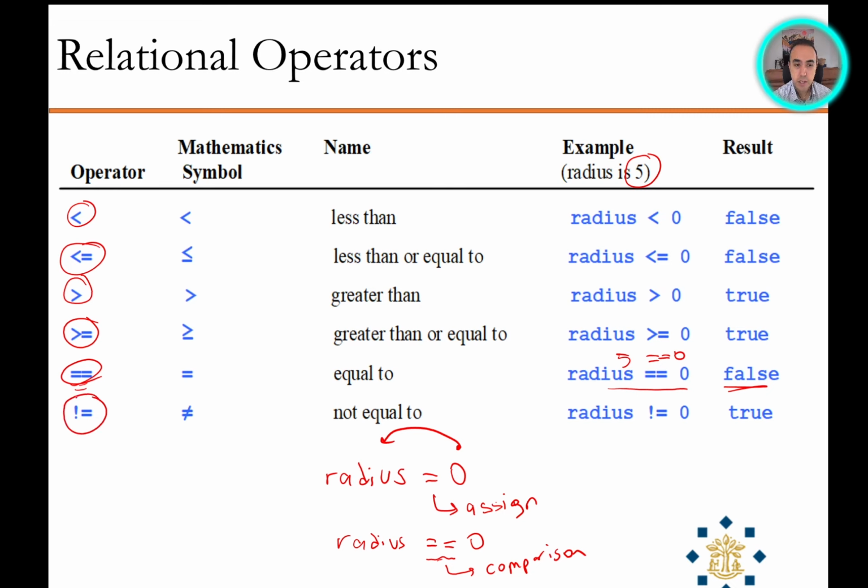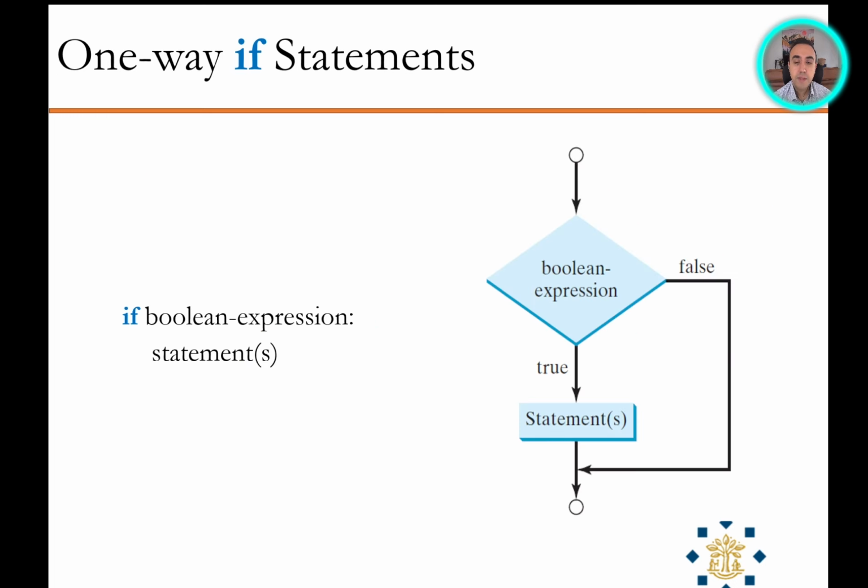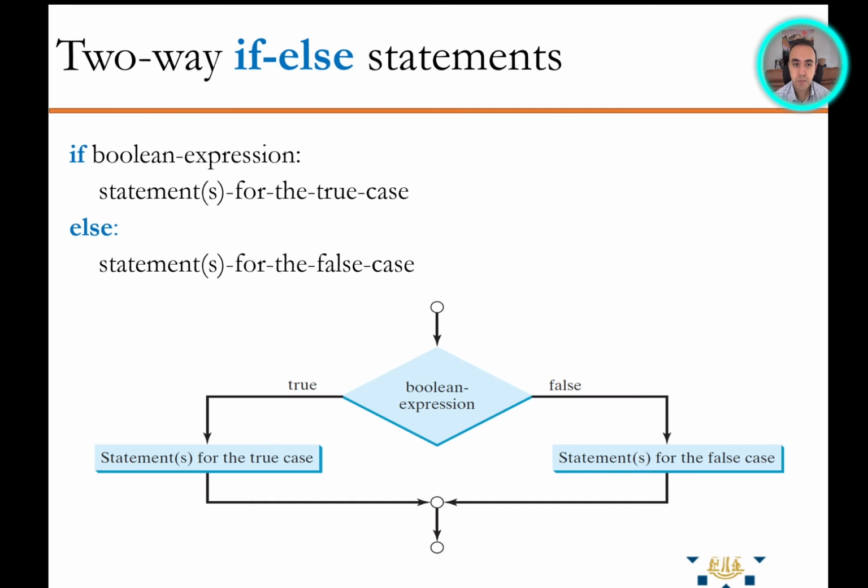Then we have the not equal sign. We use an exclamation mark and an equal sign. And then we learned one-way if statements. In a one-way if statement, you only execute some statements when this expression is true. When it is false, you don't do anything. You just skip. You only execute these statements under the condition that the Boolean expression is true.